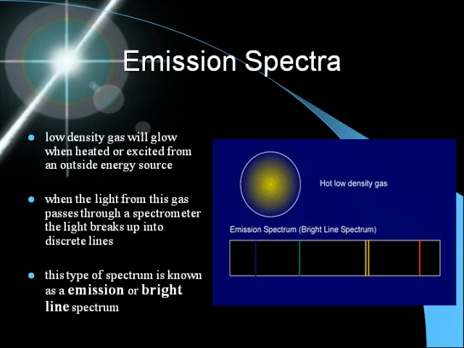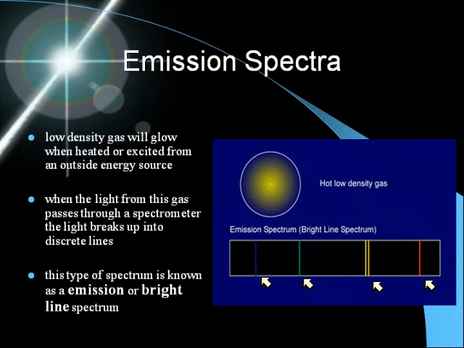So, for instance, if we look at sodium, and we turn sodium into a low-density vapor, and we put energy into this vapor, heat it up, or pass electricity through it, the gas will glow, but it will glow with a very specific signature. We'll see a weak red line, very strong yellow lines, weak green lines, and weak blue lines.